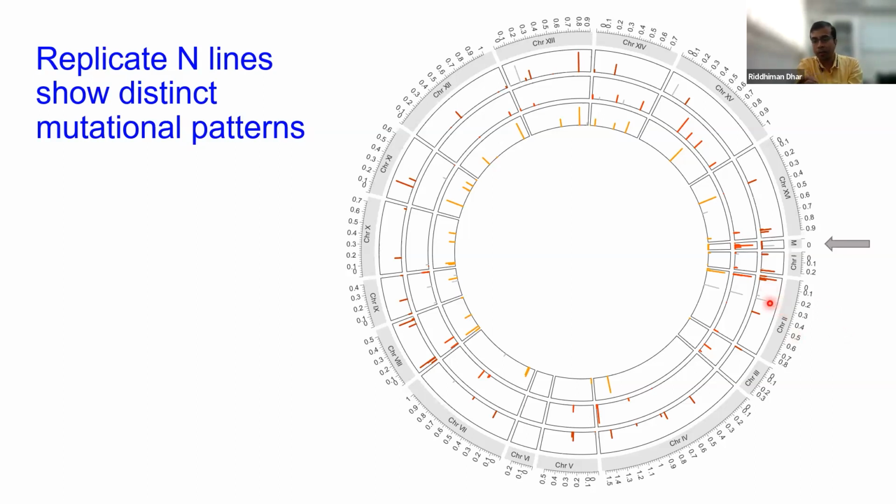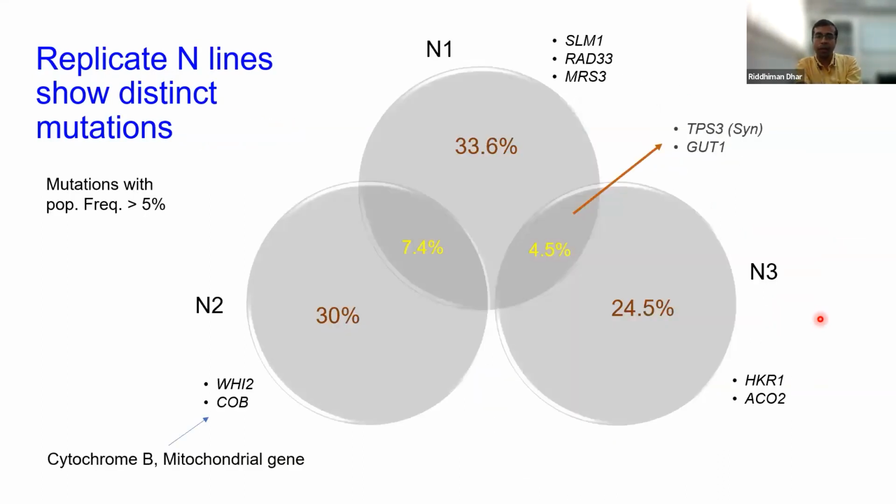I have also plotted some of the mutations that are present in the ancestral line but were subsequently removed from these N lines. For example, this mutation, shown in gray, is present in the ancestral line but was absent in all the N lines. If we look at the overlap between these mutations, only a few are common across these lines. We see about 7.4% overlap in mutations with population frequency greater than 5% between N1 and N2. For N1 and N3, we see about 4.5%.